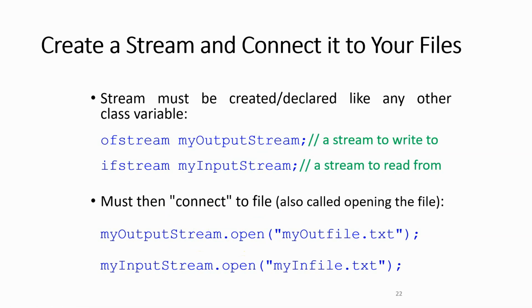This is just a review of what we already have seen. So ofstream is going to create a stream to write to. ifstream, a stream to read from. Once you instantiate this object, you have to connect it to a file. As mentioned, these two lines can be merged together by saying ofstream myOutputStream, open brackets, the name of the text file, close brackets, semicolon.